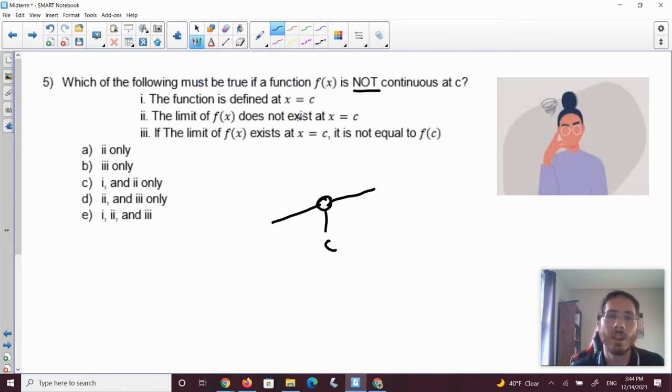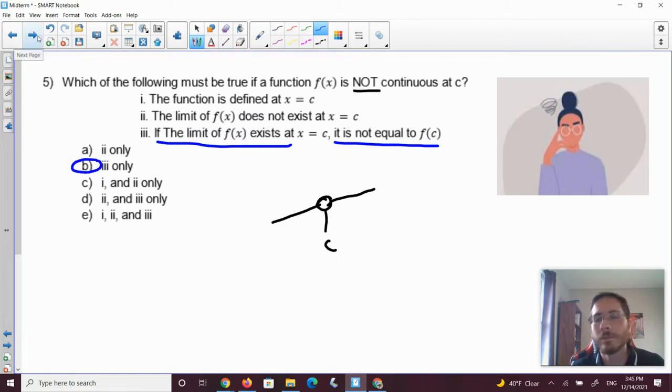It's usually the case, but we see some of those infinite limits where the limit actually is infinity. We would say the limit's infinity at x equals c. So in that case, it's not continuous, but the limit is an infinite limit. That leaves part C. If the limit exists and it's not equal to f of c, then you know you are not continuous. So in this case, we're going to go with B. Again, this one was pretty tricky. A little tricky symbol out there.